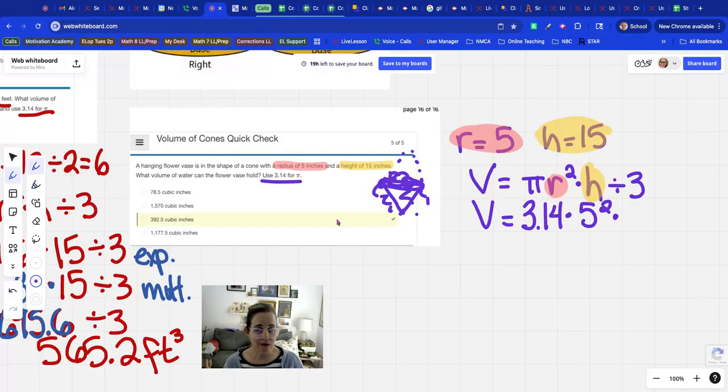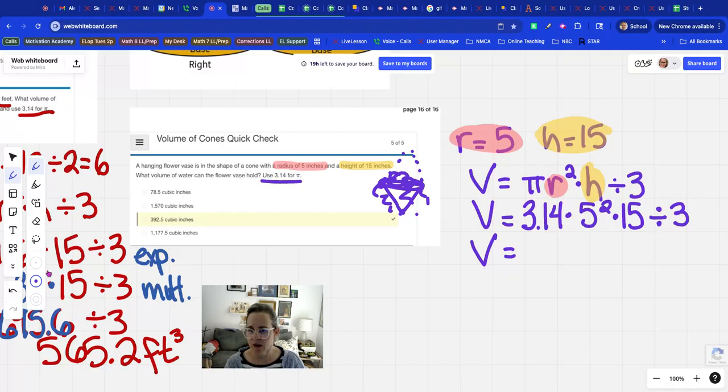Okay, the rest of this formula, guys, it doesn't change. It's the same every time you do these problems, okay? Pi is always right there in the front of the formula. Divided by 3 or times 1/3, that's always in the formula. That doesn't change. It doesn't matter what cone you have.